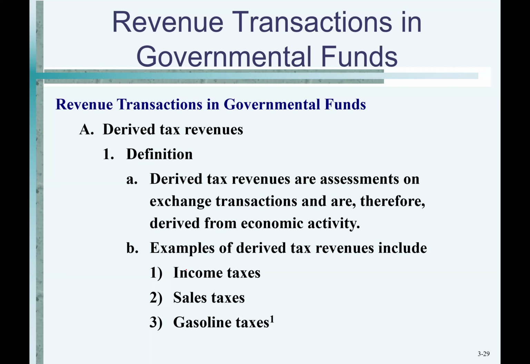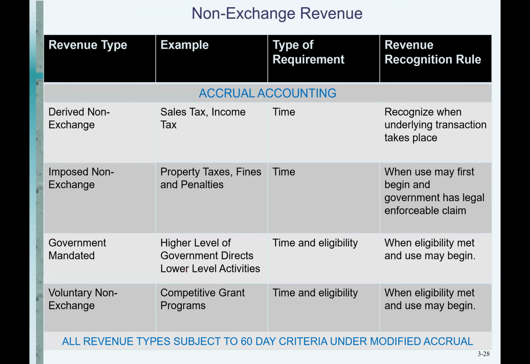Okay, gasoline tax, whatever. Now if you notice here, going back to my little cheat slide, if you will, what happens? They say, well, you recognize the revenue when the underlying transaction takes place. So if the sale took place in 2025, we recognize the revenue in 2025 on that. Pretty simple, right? If the income was a 2025 income, then we take the revenue based on what we believe our 2025 income levels were, and so forth.